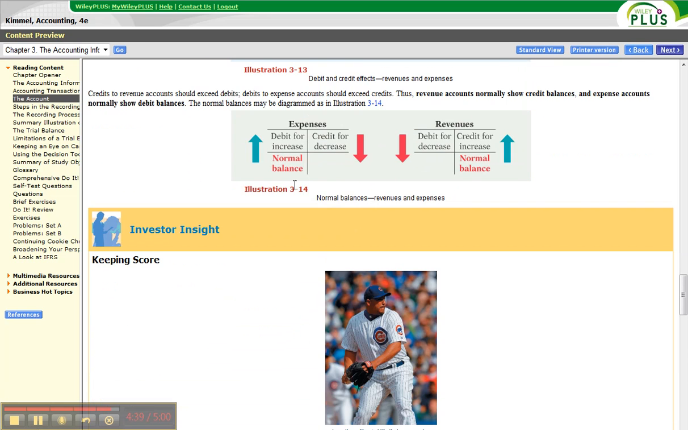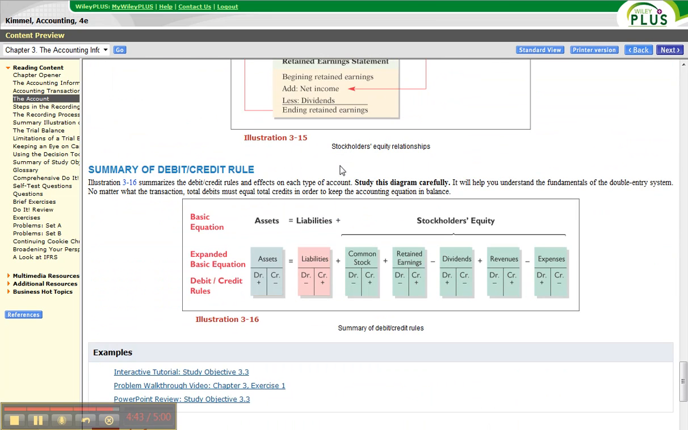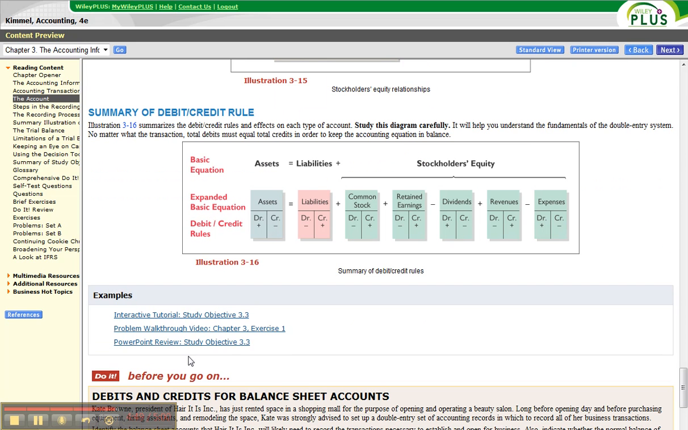So really get to understand these ideas with debits and credits, and you can see more pictures down here showing the same kinds of things. And again, here's the tutorial if you have trouble with this section.